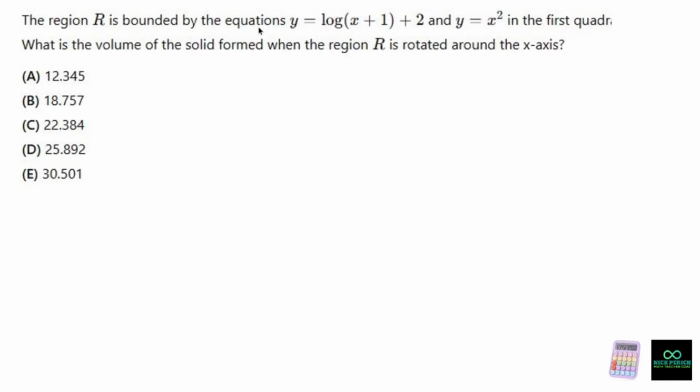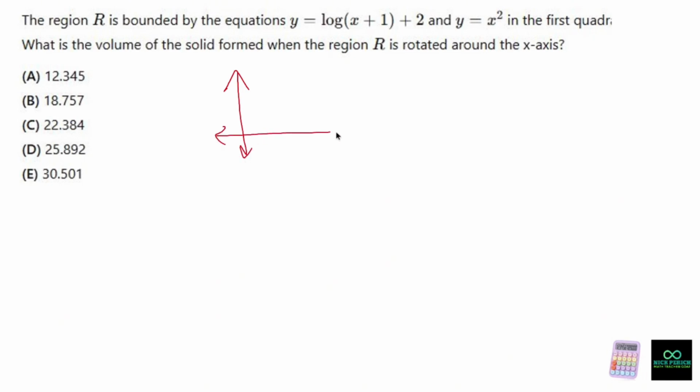The region R is bounded by the equations y equals log of (x plus 1) plus 2 and y equals x squared in the first quadrant. I don't know where the rest of the word quadrant is, but it's gone. What is the volume of the solid formed when the region R is rotated around the x-axis?